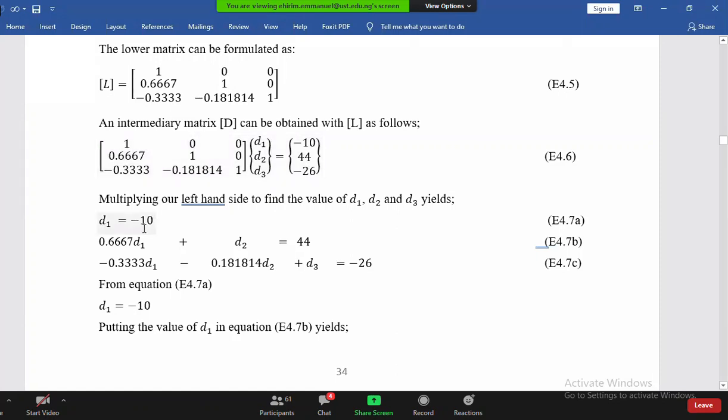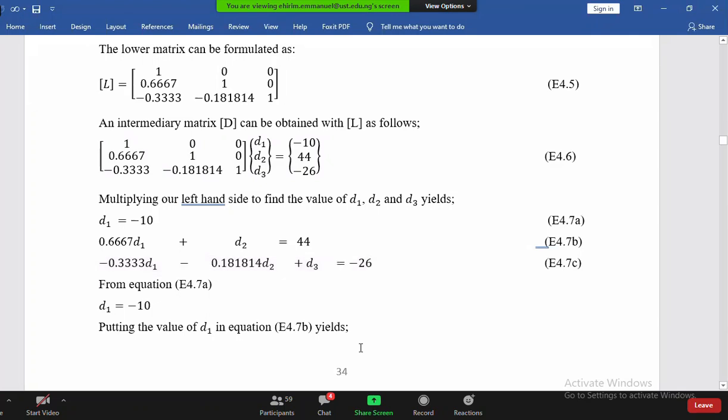So you have D1 equals minus 10. The first equation is D1 plus 0 D2 plus 0 D3 equals minus 10. The second equation is 0.667 times D1 plus D2 plus 0 D3 equals 44. The next one is minus 0.333 D1 minus 0.18181 D2 plus 1 times D3 equals minus 2.